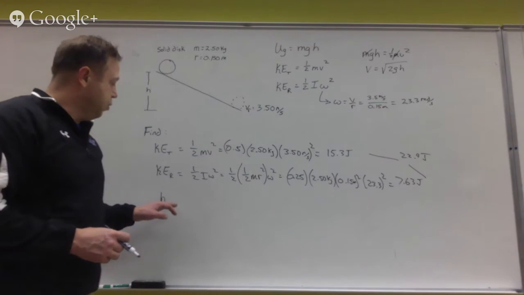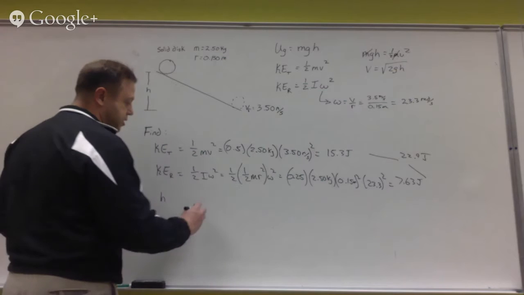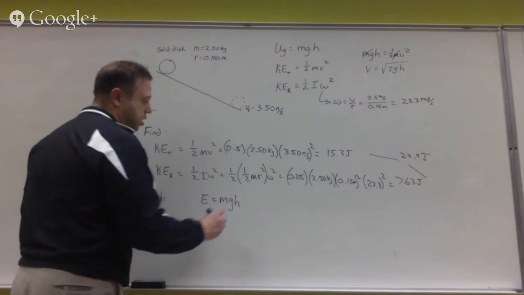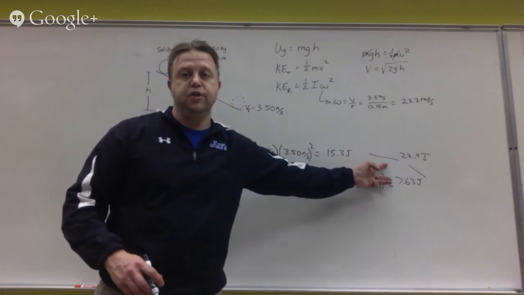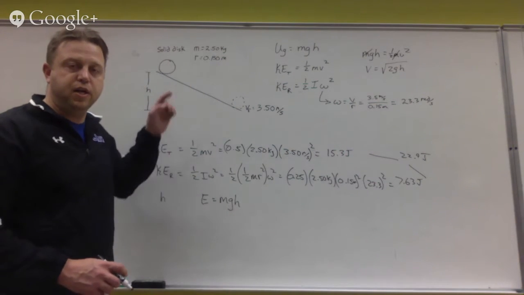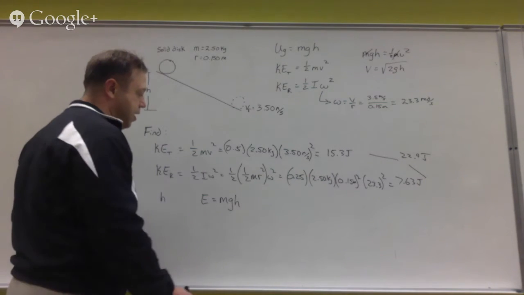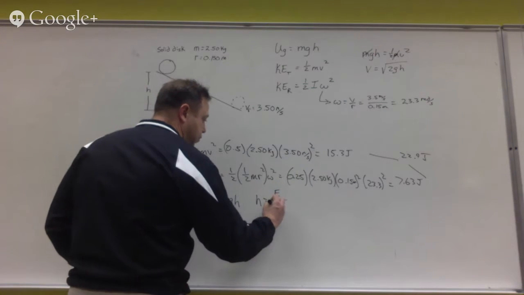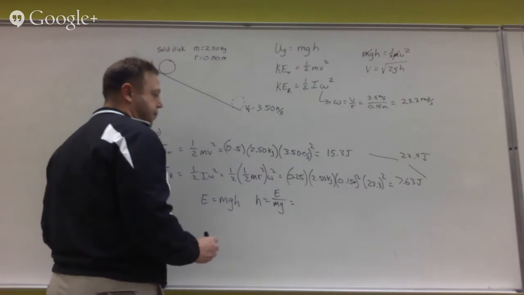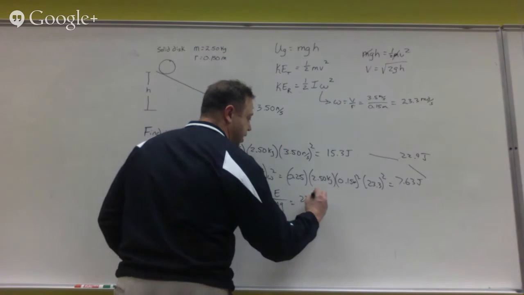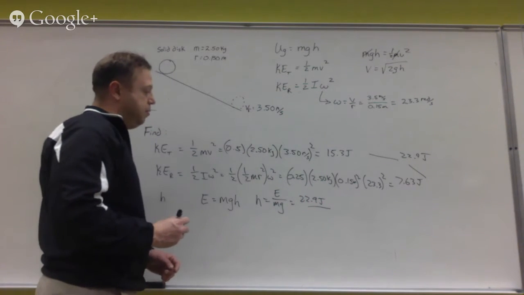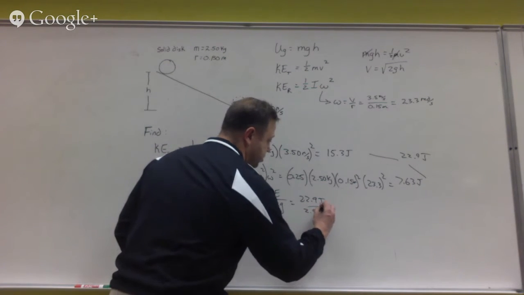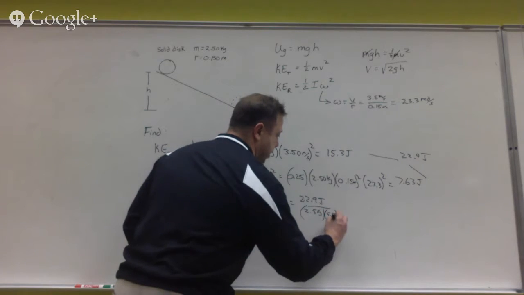If I'm wanting to solve for height, now I'm going to say that energy equals mgh. All of my kinetic energy at the bottom of the ramp is now going to be equal to gravitational potential energy at the top. So now I can solve for height. We'll say E over mg. I'm going to take my 22.9 joules and divide that by mg, and my mass is 2.5 kilograms times 9.8.